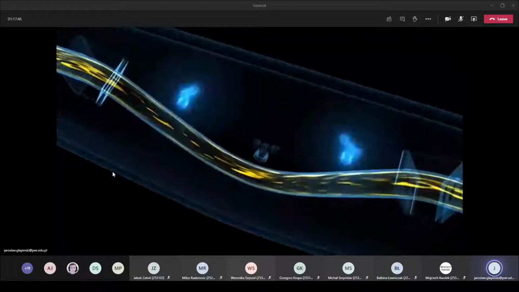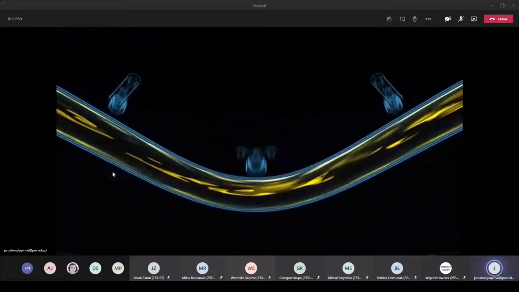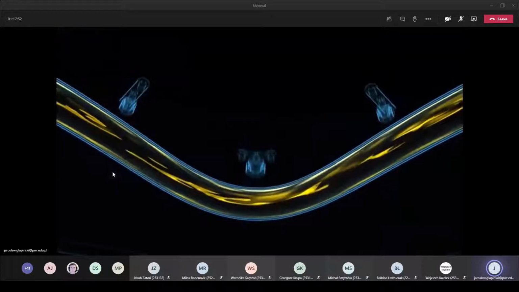Both the density and the flow are determined simultaneously but independently via the tube oscillation.